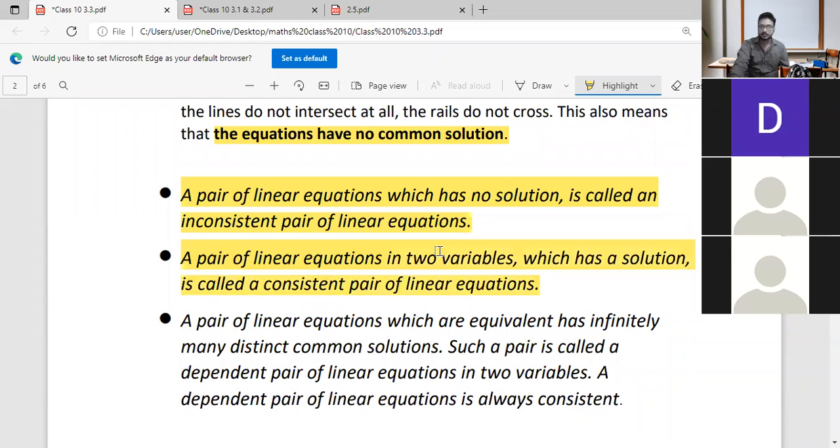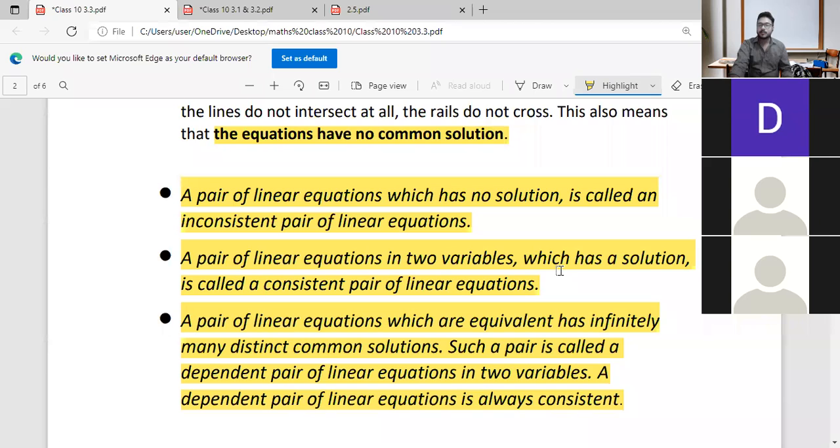And the third case is a pair of linear equations which are equivalent. Equivalent means the example I have shown you, where those two lines are overlapping each other. A pair of linear equations which are equivalent have infinitely many distinct common solutions. Such a pair is called a dependent pair of linear equations in two variables. A dependent pair of linear equations is always consistent.